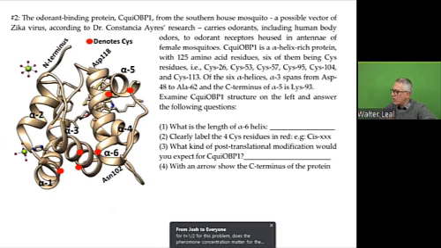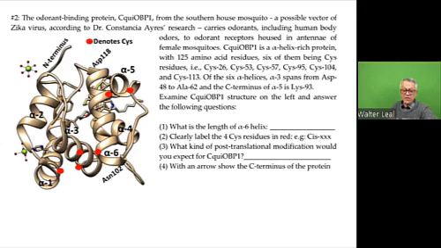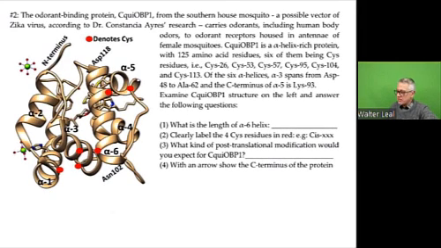Let's do this one here. The odorant binding protein. This one I actually did in the office hours for some of the students that attend my office hours, but let's do it here so that everyone has the same opportunity. This is an equal opportunity class anyway. So the odorant binding protein is from the Southern house mosquito, a possible vector of the Zika virus. It's additional information, doesn't matter, right?